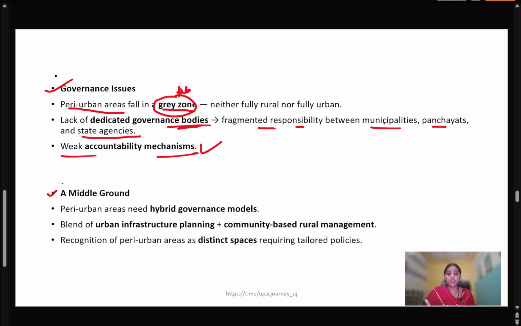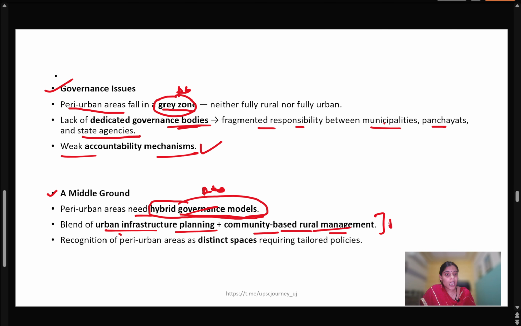Talking about the middle ground, what can be the solution for this? Peri-urban areas need a hybrid balanced model because they are neither fully urban nor fully rural. They need a middle path, a hybrid governance model. It is a blend of both urban infrastructure planning plus community-based rural management. We need to take both models at the same time: from urban, infrastructure planning, and from rural, community-based management. So we need a hybrid plan.